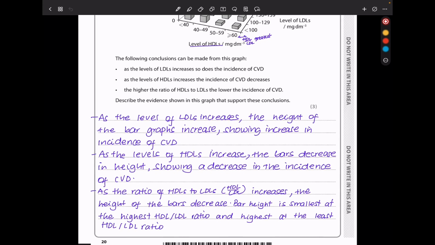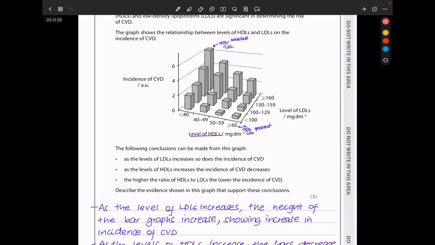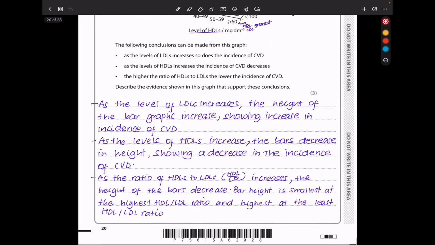And then as the ratio of HDL to LDL increases, the height of the bars decreases. The bar height is the smallest at the highest HDL to LDL level, which is this one here, and it's going to be the highest at the least HDL to LDL ratio, which we see as that here. So the conclusions are all valid.